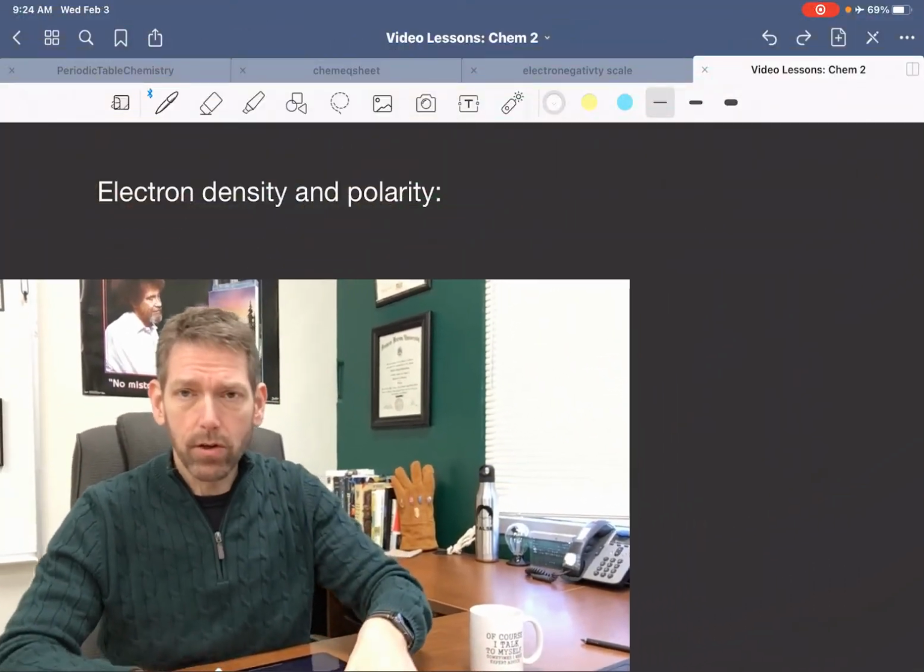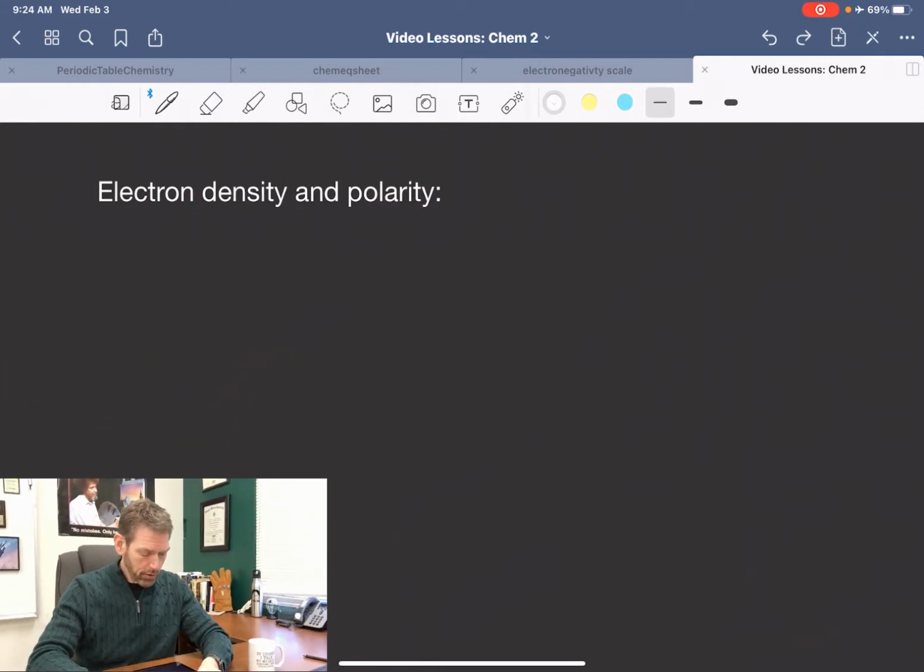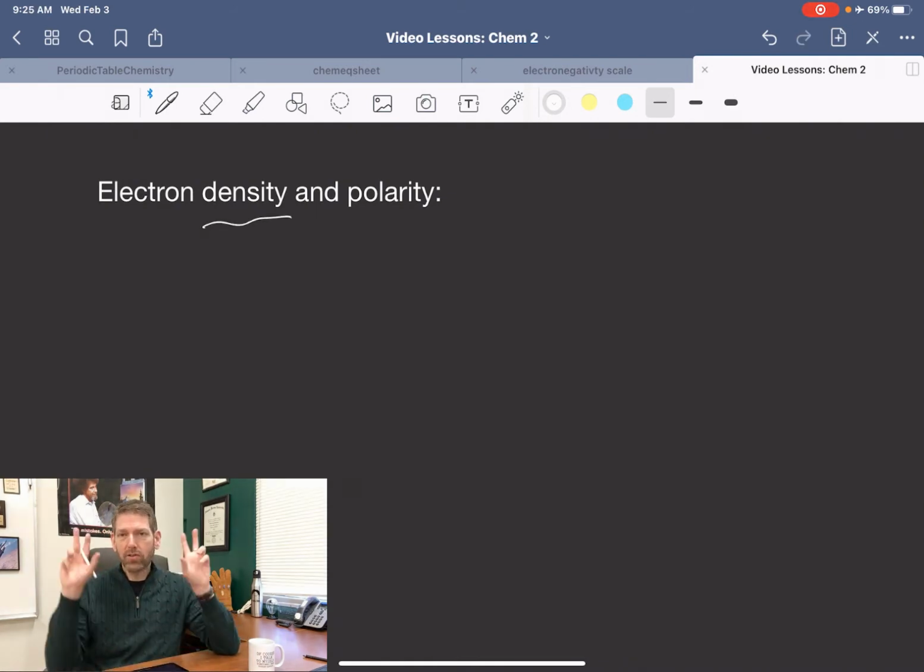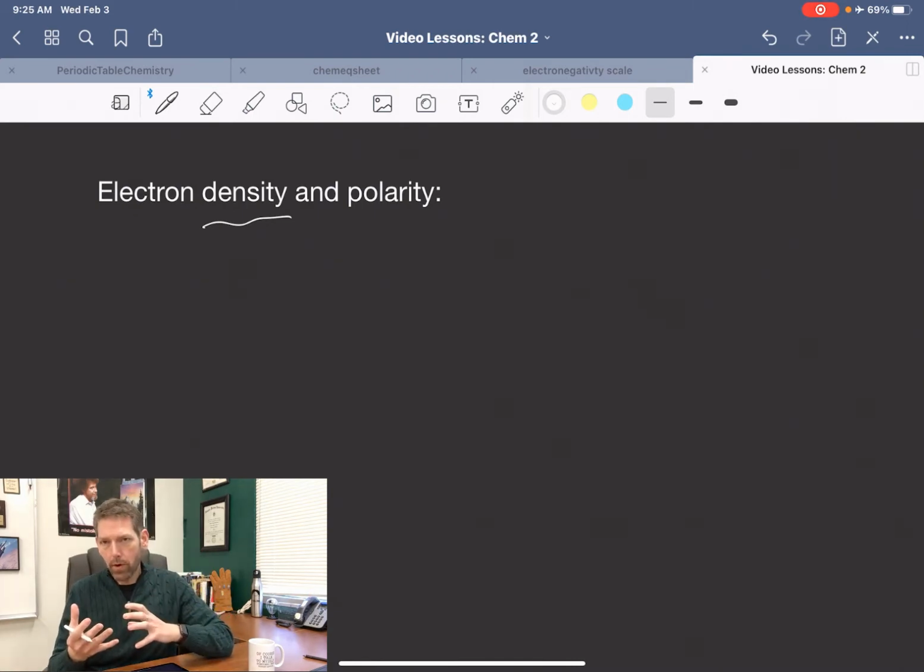So let's just jump in and take a look at this idea that we have, like electron density and polarity. We use this to really try to help us visualize in our mind's eye kind of what's happening with atoms and molecules and even ions as well. So electron density. When we talk about density, remember, density is just how much stuff is in a certain amount of space, volume, right?